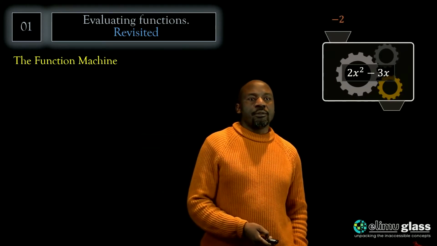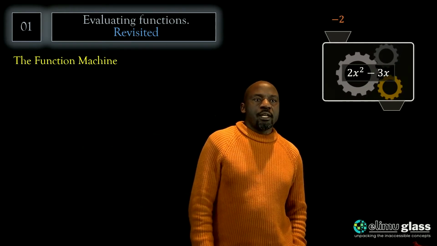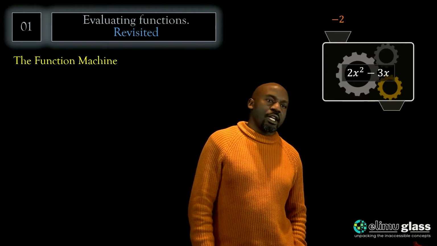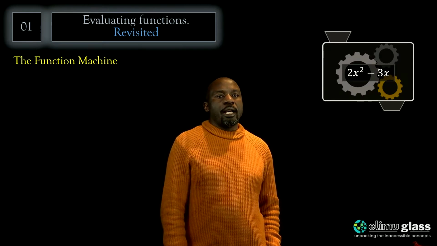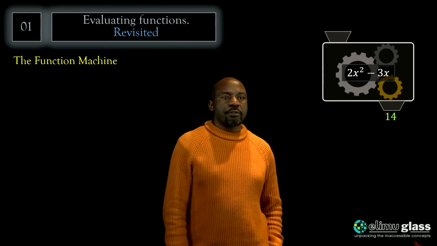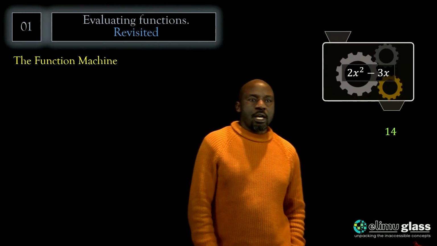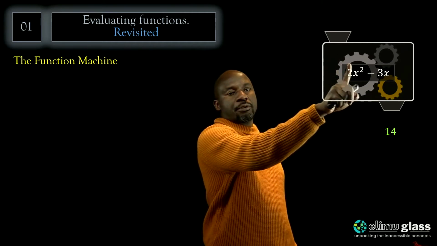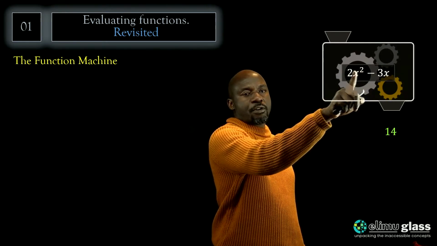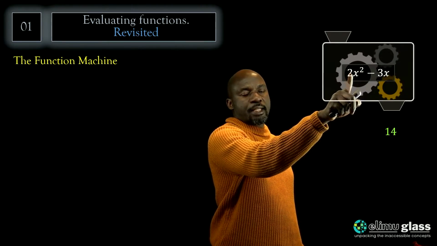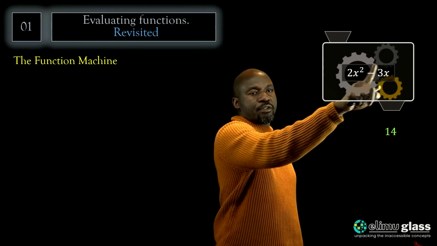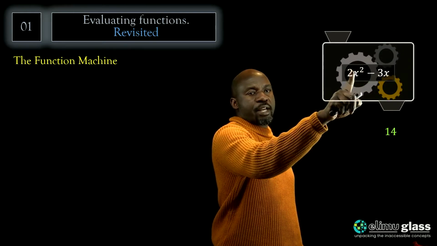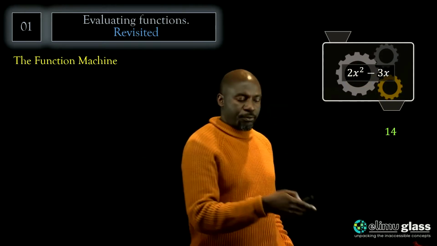All right, here we go. We put a negative 2 there. You can pause the video and think about what you'll get on the outside. It's gone in, and what do I expect to see out? I get 14. How is that? Negative 2 squared is positive 4, times 2 is 8, and then minus 3 times negative 2 gives me positive 6. So now I have 8 plus 6, which is 14.